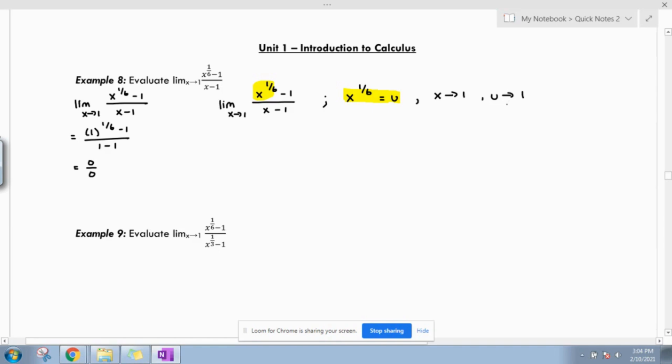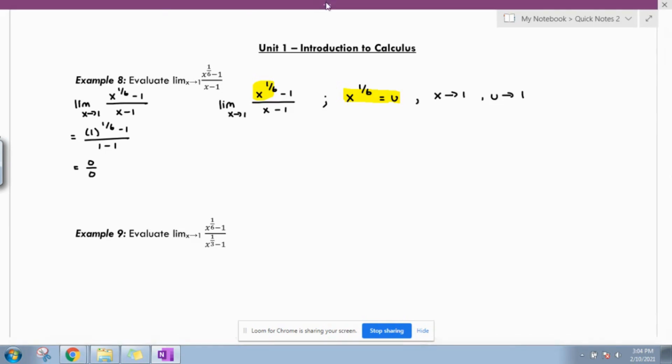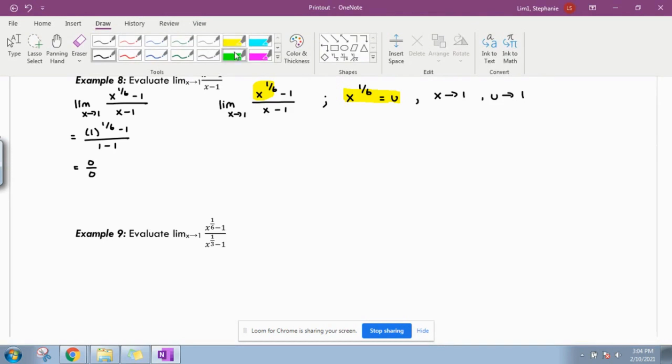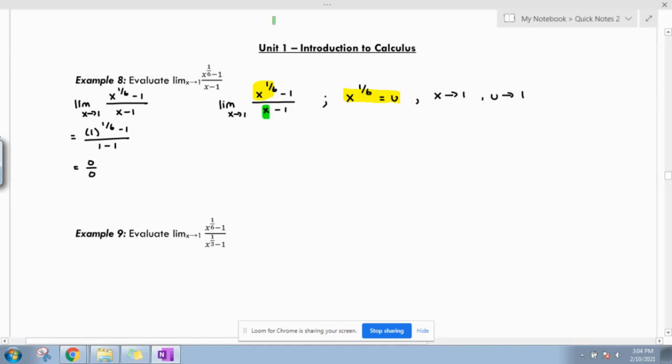So that deals with that first portion. But you can't have two different variables in your limit. So now we've got to deal with x, which is at the bottom now. Okay, we got to deal with x. So if I take a look here, remember we have to go from x to the exponent 1/6 equals u, and we have to use that to help us get to x.